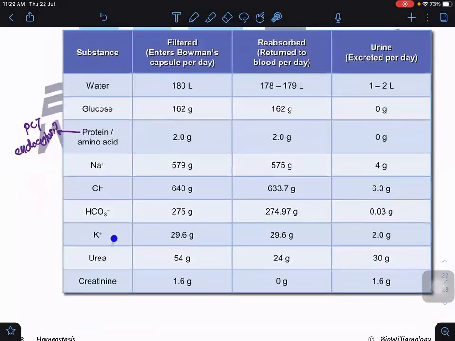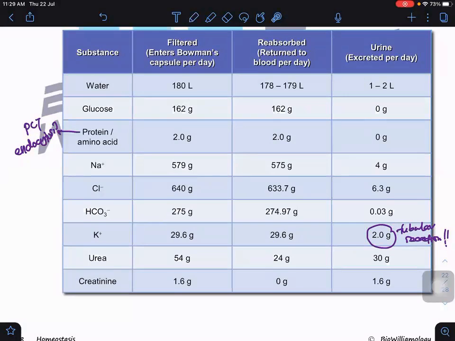Potassium ions: ultrafiltration takes place, 29.6 grams appear in the Bowman capsule, and 29.6 is reabsorbed back. But how come there are still 2? Write down that this is due to tubular secretion. If the question asks, the answer is because of tubular secretion. That's all. You do not need to know the mechanism. Because it's quite complicated, I didn't put it in the notes.